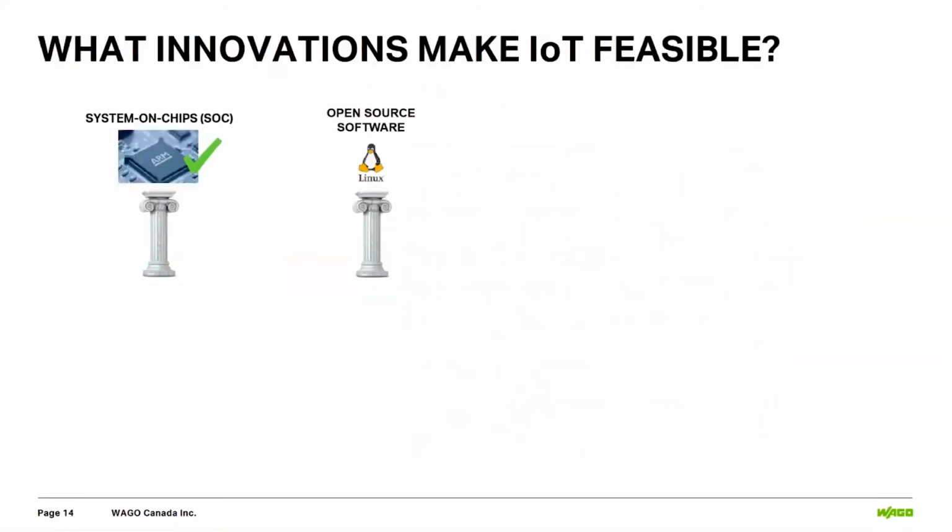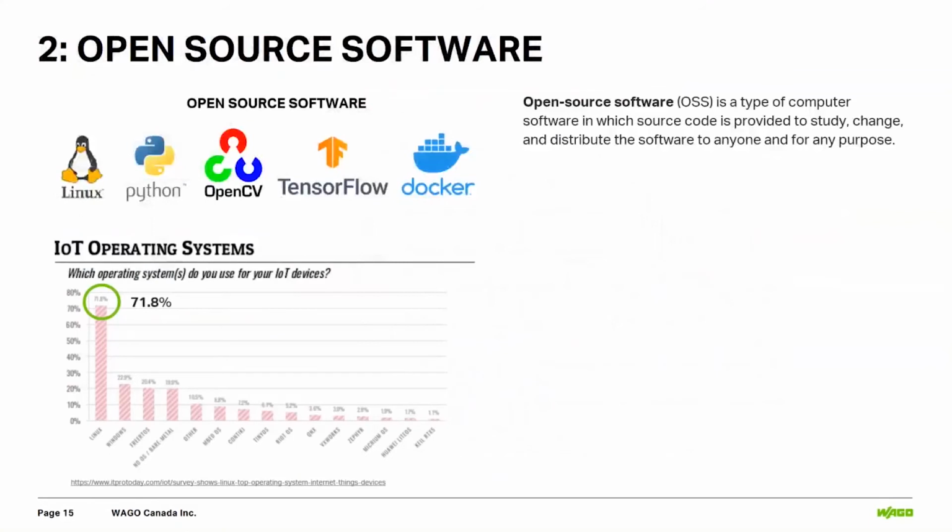Open source software. If you're not familiar with it, it's free software. It's a type of computer software in which the source code is provided to study, change, and distribute to anyone for any purpose. Linux is an operating system that's particularly important because of its stability and low system resources. For something like an IoT application, what we would call application-specific processing, there's no need for a full-blown graphical user interface like Windows. This thing is computing one task and trying to do it well. It doesn't need all of the extra fluff.